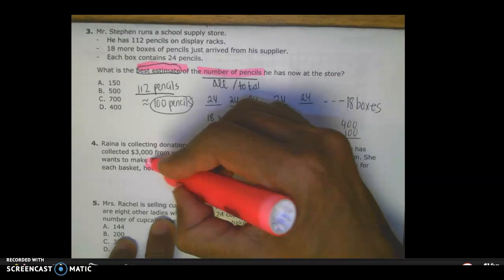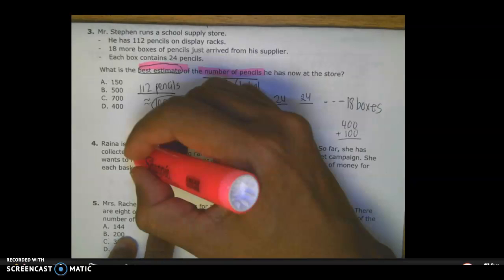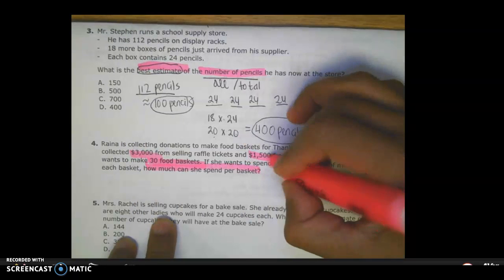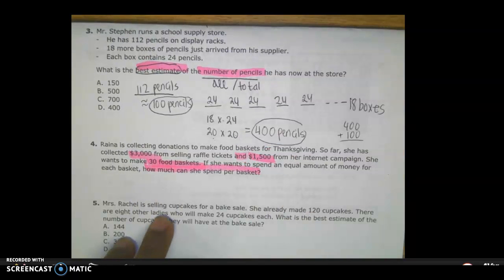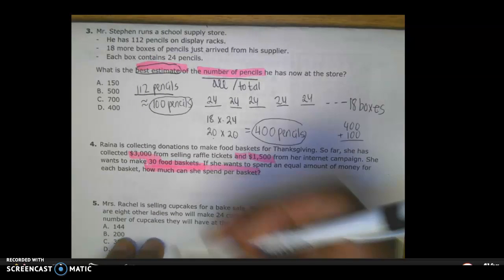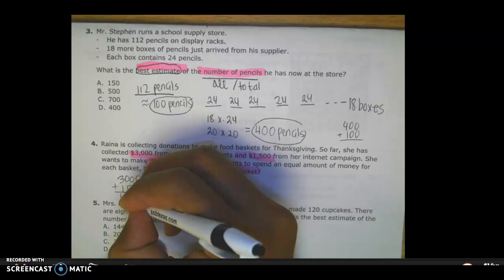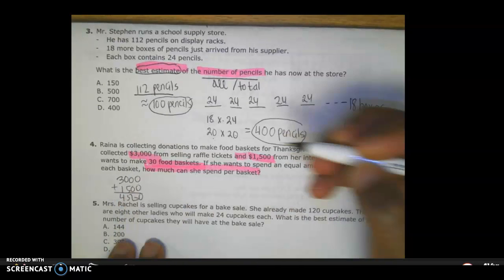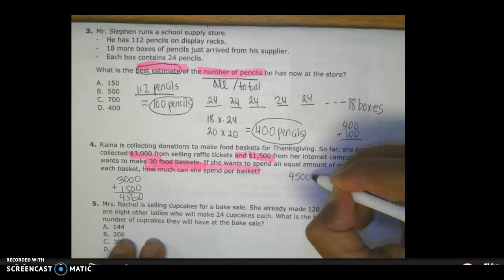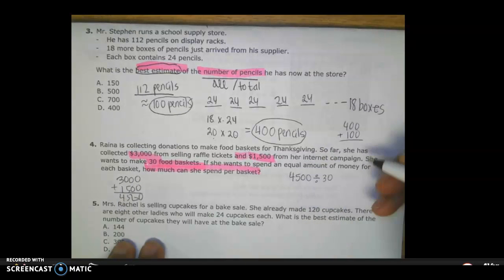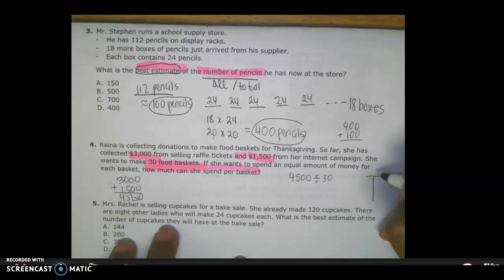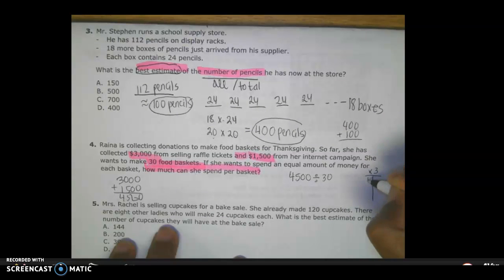And she wants to make 30 food baskets from $3,000 and $1,500. So first you need to combine the $3,000 and $1,500, which gives you $4,500, and then you're going to divide that by 30, right? Which is, if you do your 3, that's going to help you, right? I don't have enough space, but you do it on the notebook paper.